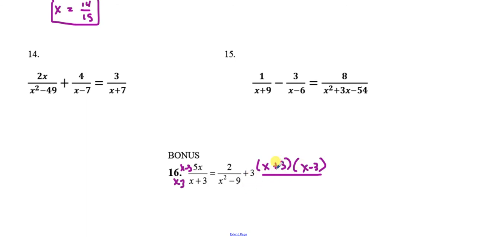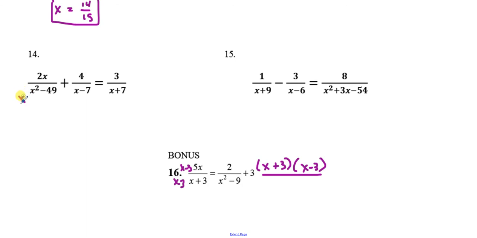You'd have x plus 3, x minus 3, 3 times that, all over x plus 3, x minus 3. And you'll have 2 over x plus 3, x minus 3, and then you're going to have 5x times x minus 3 over x plus 3, x minus 3. Then you can get rid of the denominators and solve.